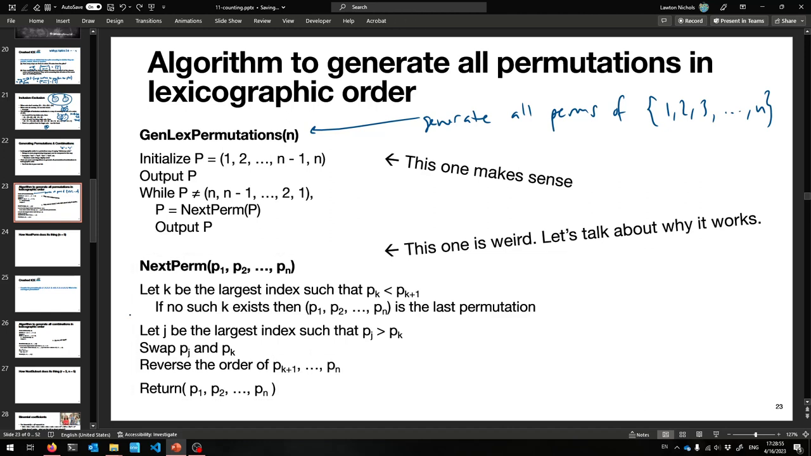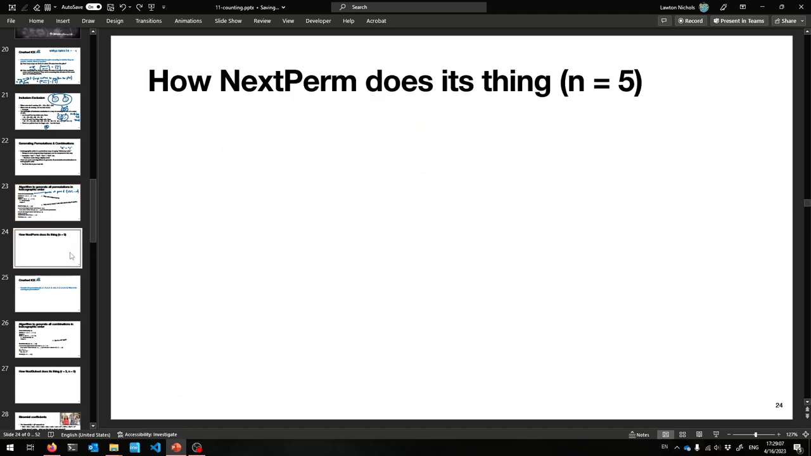So like if this was k right here, you'll reverse the rest of these, and then that will be your new permutation. You return that. Okay, so that's probably made no sense at all. So let's see it work on some examples. All right, so let's watch next perm do its thing, assuming n is 5.